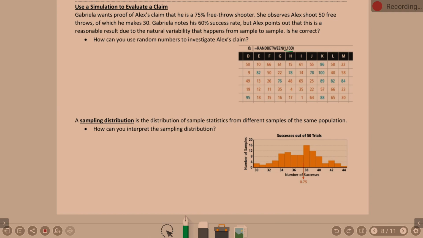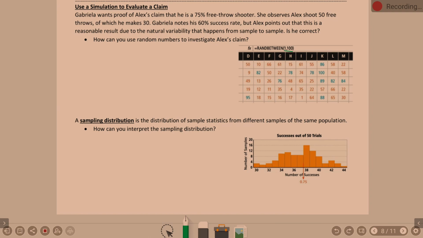How many numbers do we have here? We've got 50 numbers, yes? So this is a sample size of 50. This would be 50 shots. Of these 50 shots, how can we indicate which ones are makes and which ones are misses, based on his claim, 75%?